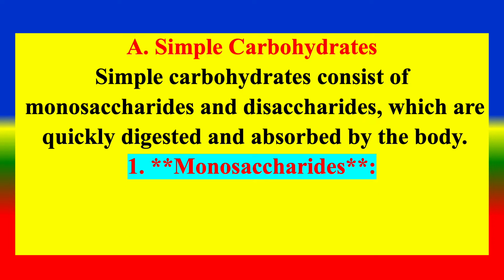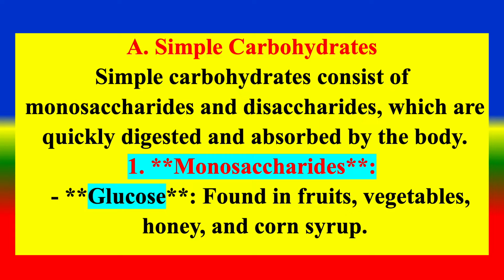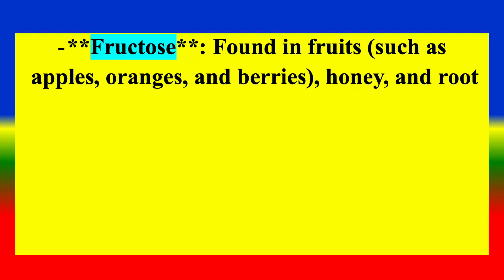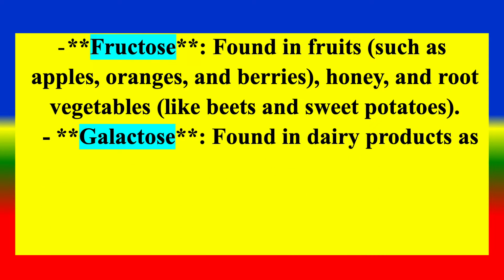First, monosaccharides. Glucose, found in fruits, vegetables, honey, and corn syrup. Fructose, found in fruits such as apples, oranges, berries, honey, and root vegetables like sweet potatoes. Lactose, found in dairy products.